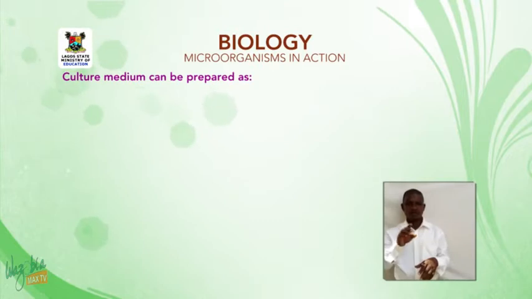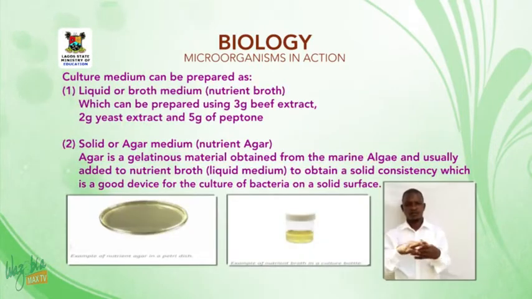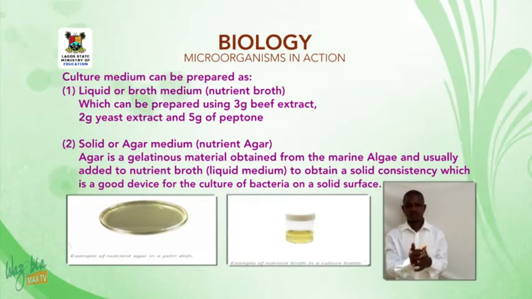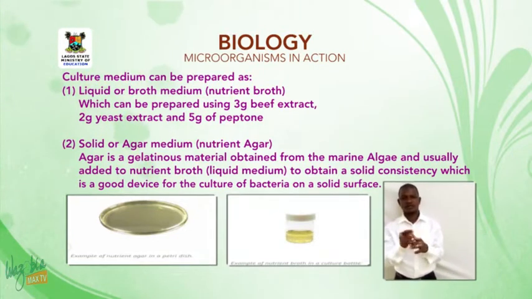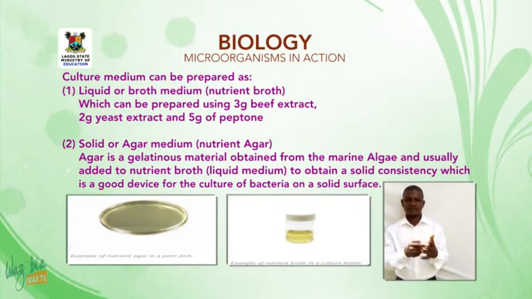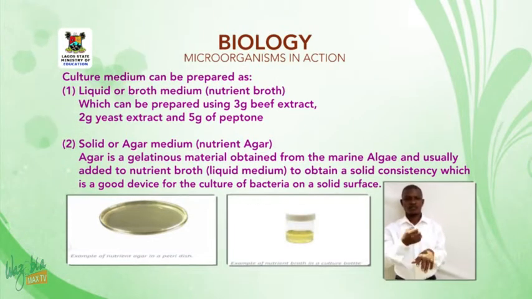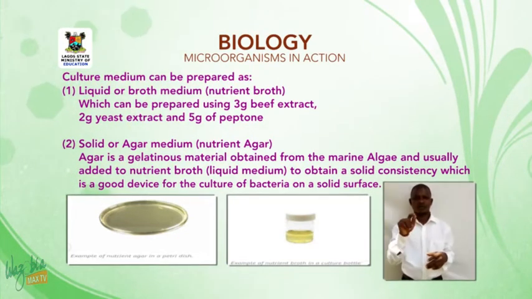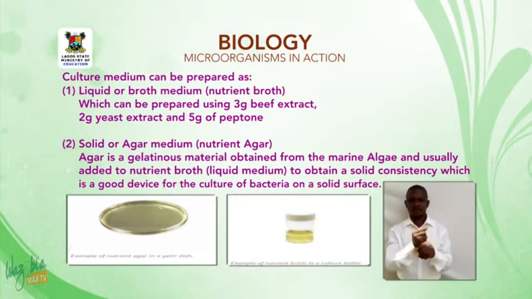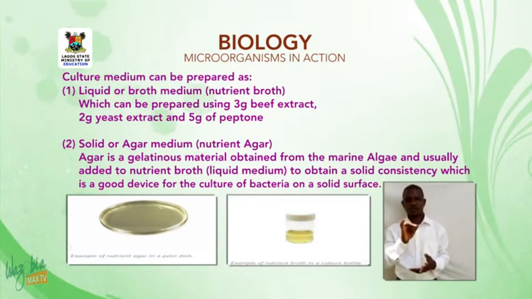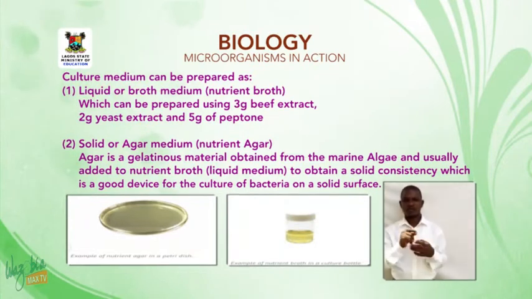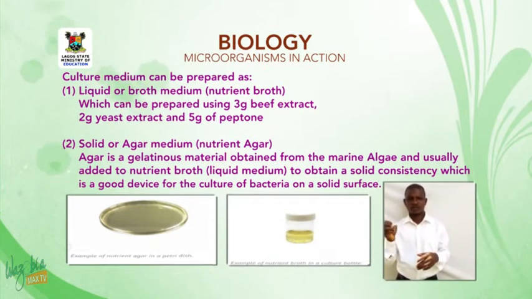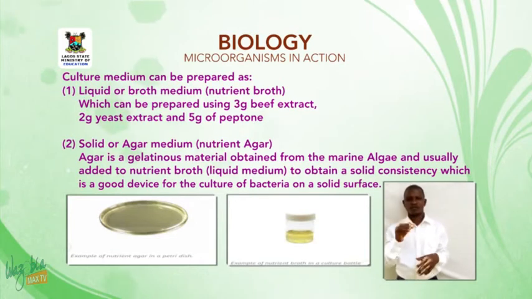Culture medium can be prepared as: 1. Liquid or broth medium, nutrient broth, which can be prepared using 3 grams beef extract, 2 grams yeast extract, and 5 grams peptone. 2. Solid or agar medium, nutrient agar. Agar is a gelatinous material obtained from marine algae and usually added to nutrient broth, liquid medium, to obtain a solid consistency, which is a good device for the culture of bacteria on a solid surface.